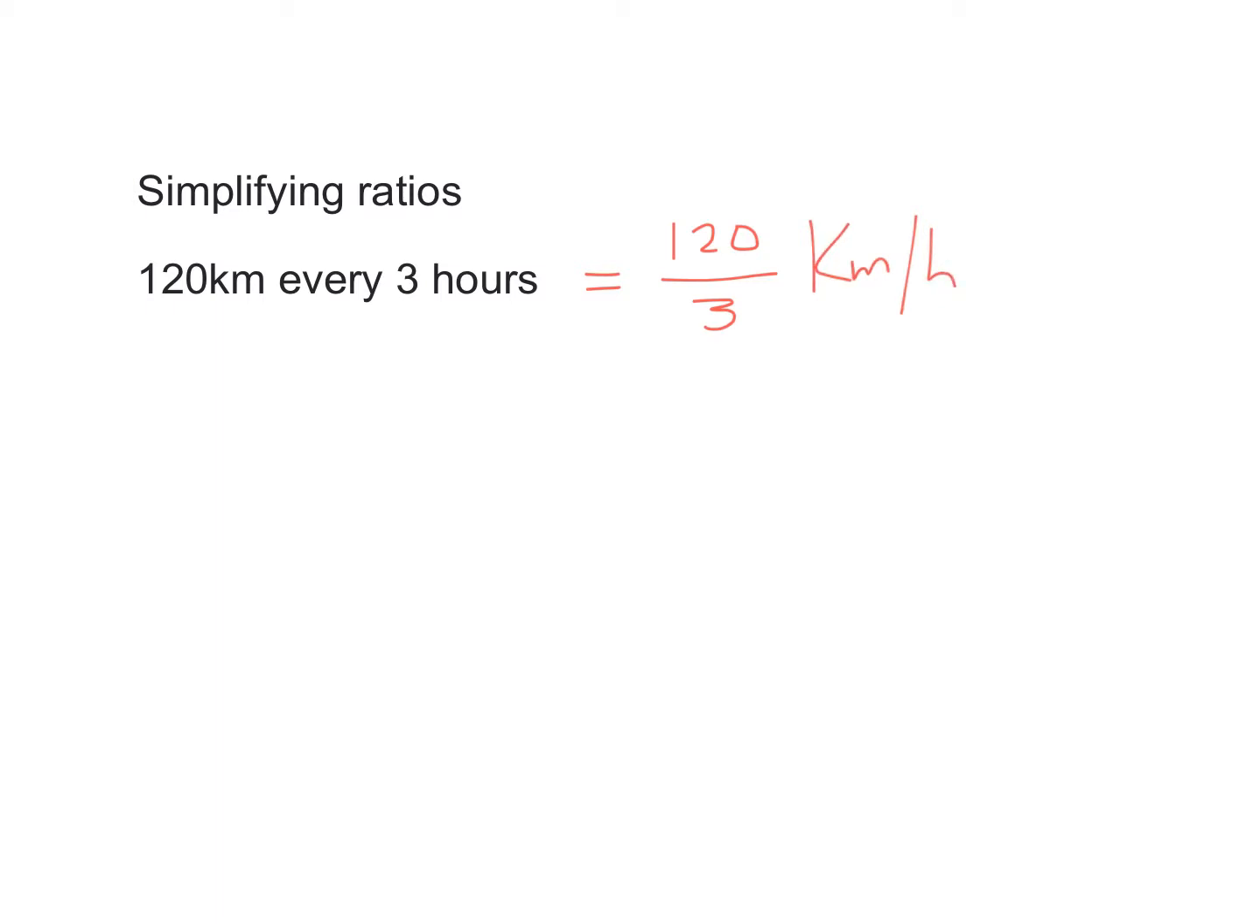And we can then simplify this fraction by saying how many times does 3 go into 120? Well, 3 goes into 3 once, and 3 goes into 120 40 times. And 40 over 1 means 40 kilometers per hour. And that's the answer.